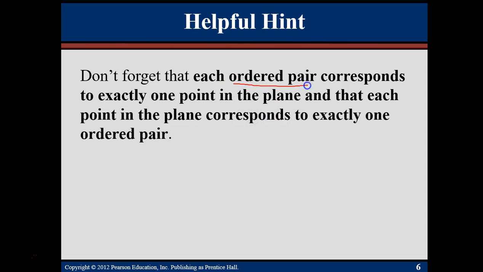Each ordered pair can only go to one spot. You cannot plot a point 2 different times and then wind up in 2 different spots. So 4, 2 will always be 4 spots to the right and up 2 on the y-axis.